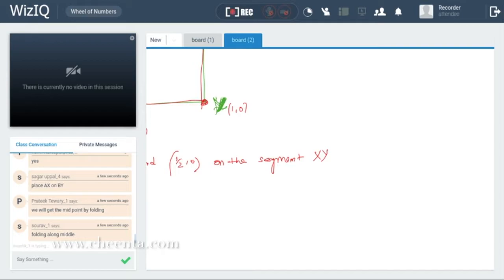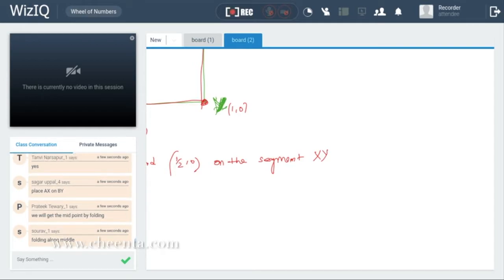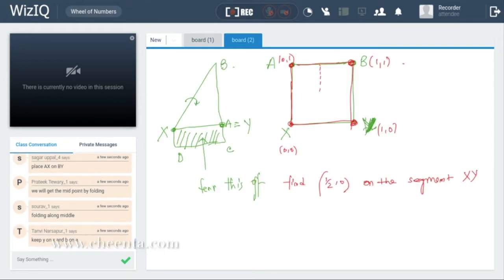Place A on X, exactly. That's very simple, isn't it? So you now have a crease along the middle. Send A to B and X to Y. And you have this point M, which clearly is half comma 0. Okay.